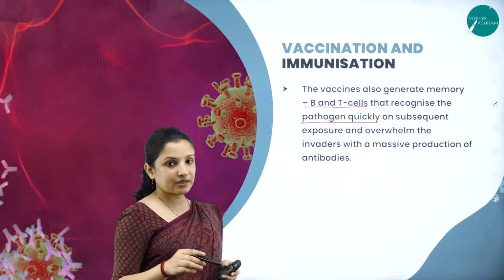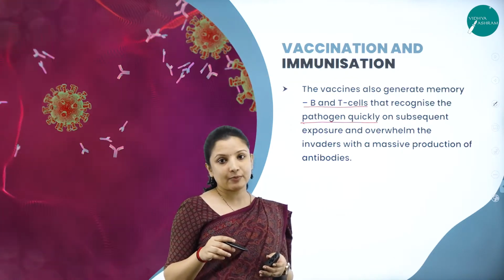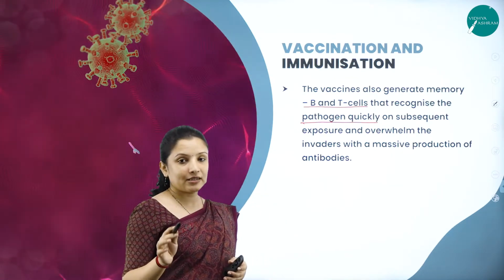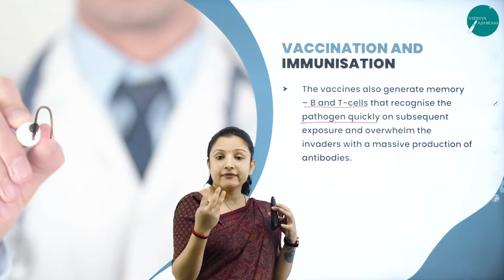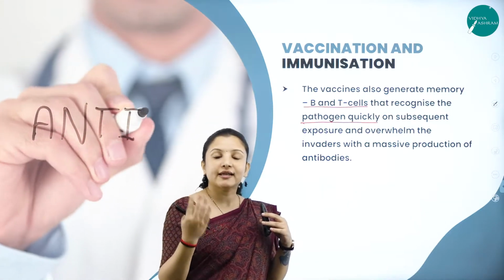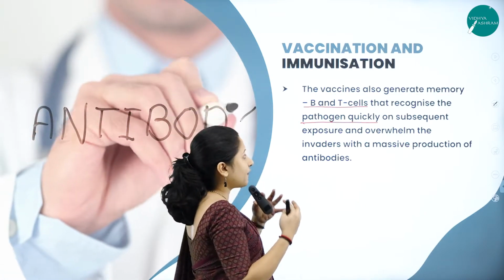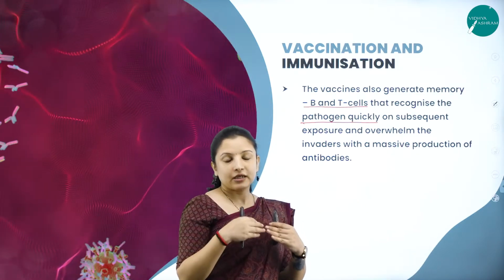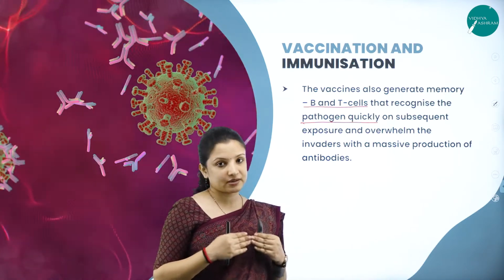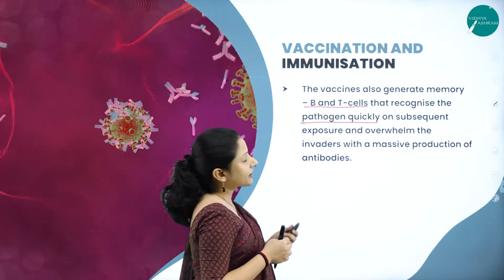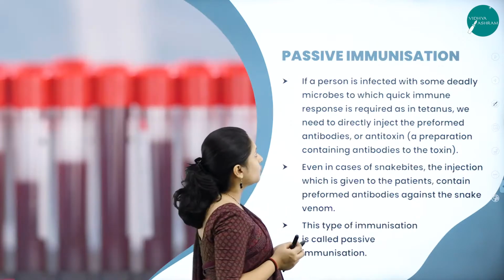When next time the person gets infected again with the same pathogen, the B and T lymphocytes, which have memorized that particular pathogen, will start to produce the antibodies against that particular pathogen, therefore curbing the infection rate or curbing down the symptoms in that particular person. So that is how vaccination and immunization works.